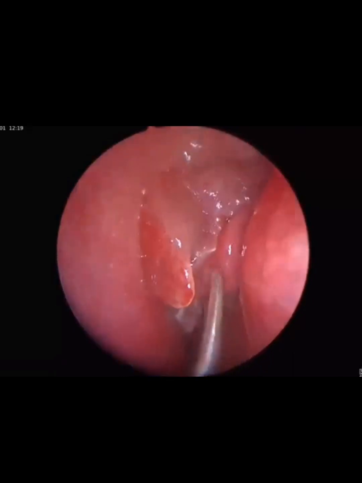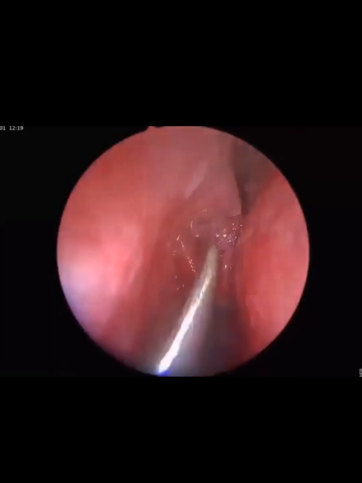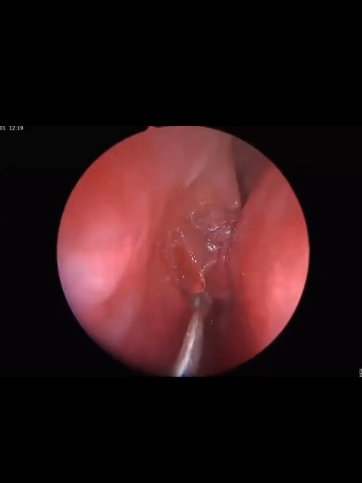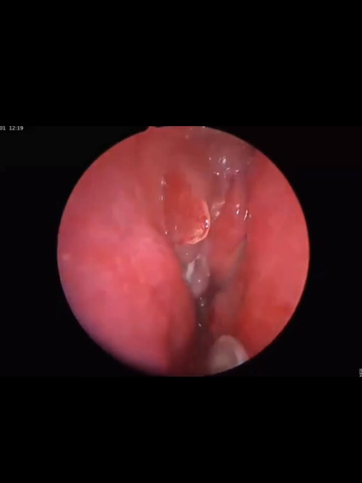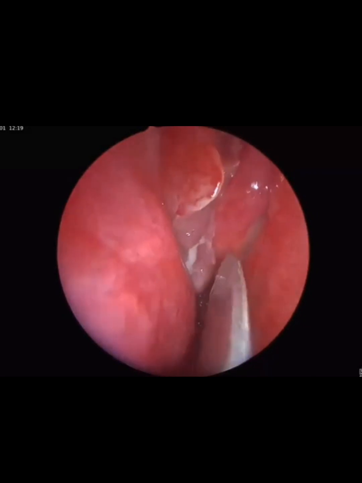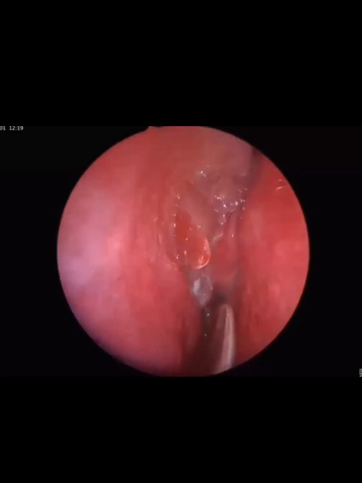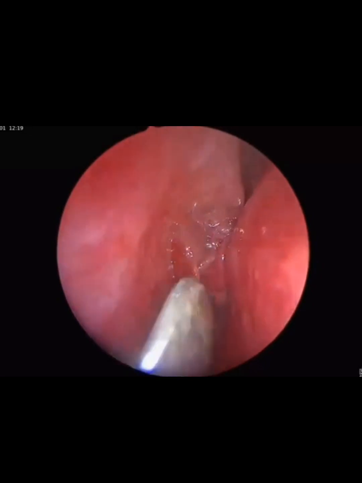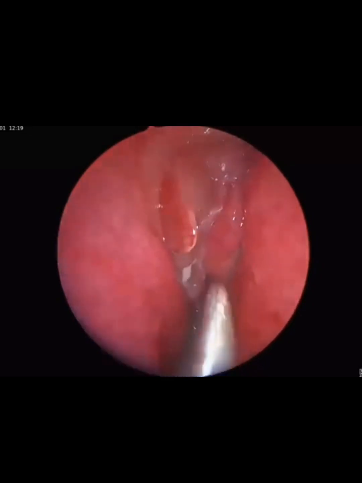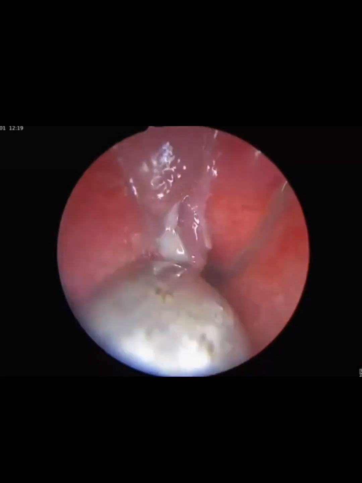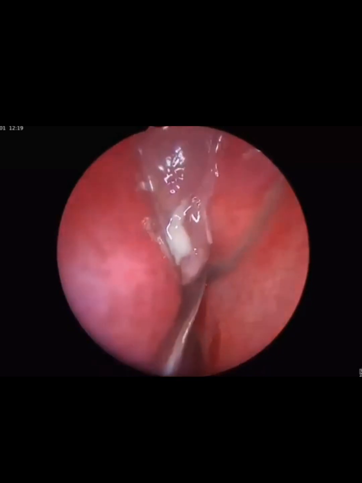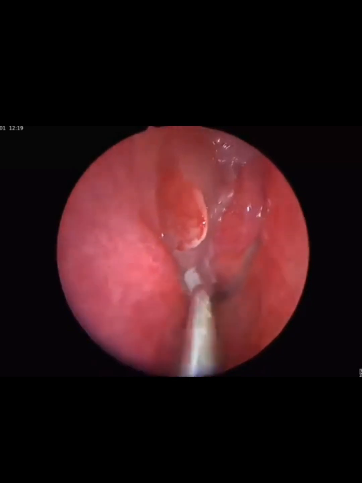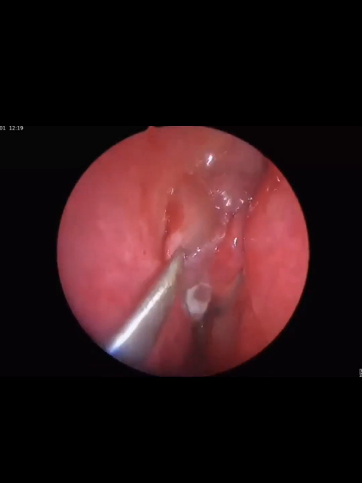This is middle turbinate. Do you suggest allergic test preoperatively? Sir, yes, we can do it preoperatively or postoperatively. Allergic skin prick test, and preoperatively also immunoglobulin E, IgE, sir.